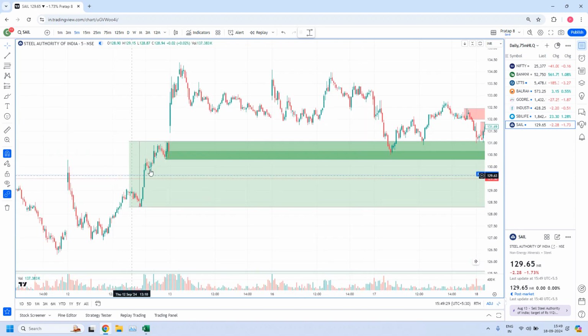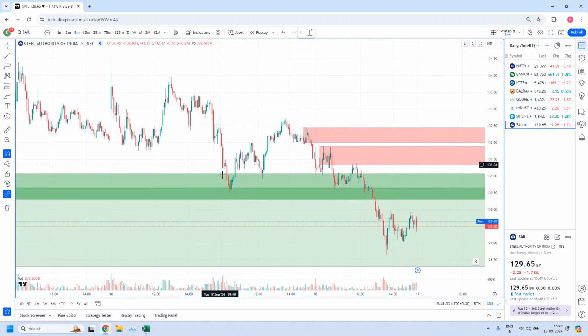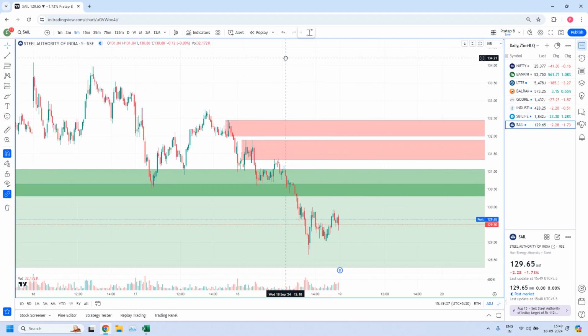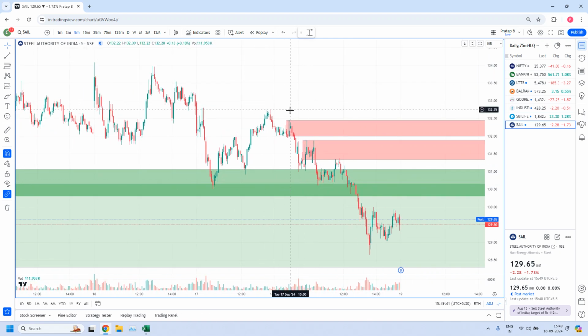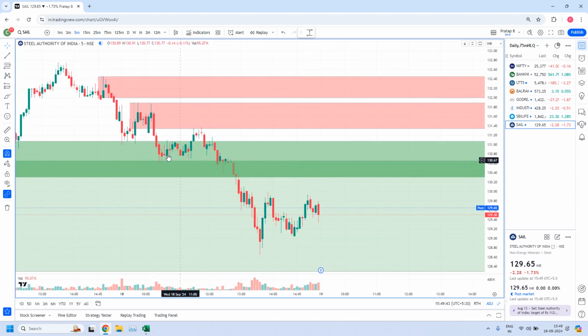See, second time, this is the first test already, it picked up the orders and moved. And yesterday again from this zone it picked up the orders and again it gave a move. And today also it picked up the orders and again moved. But here the interesting thing is, when prices are entering here, this was supposed to be our target. Let me show you the 15 minutes time frame.